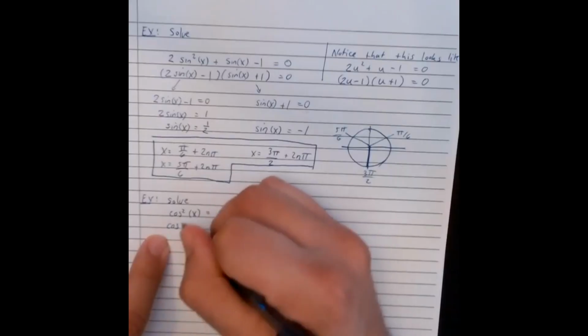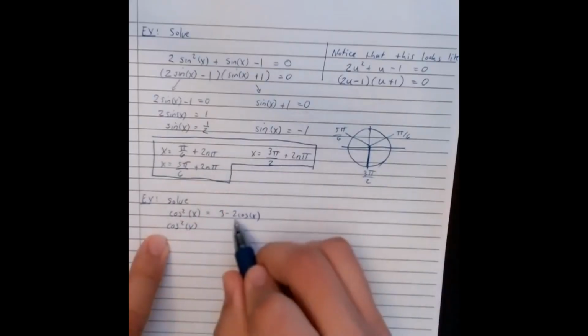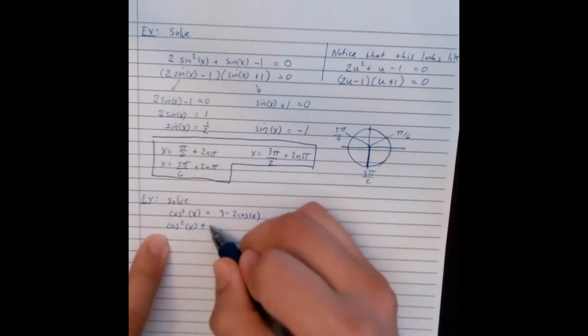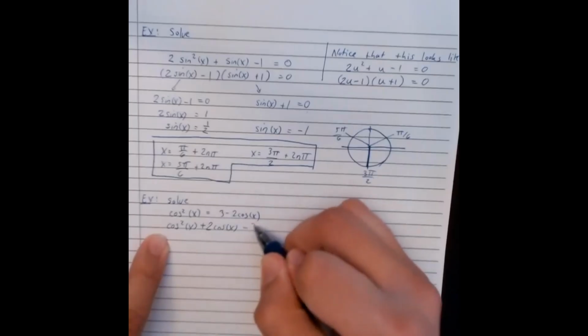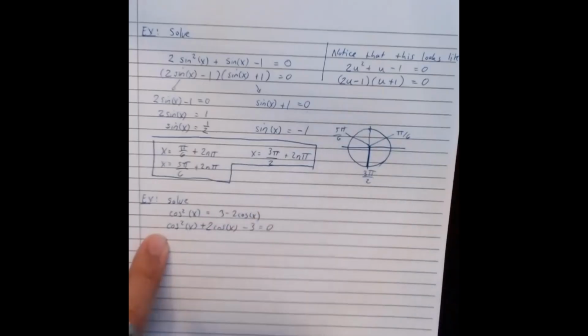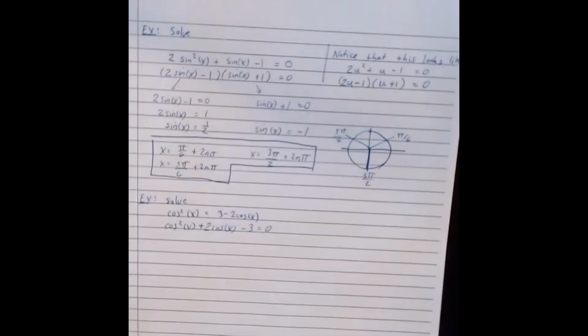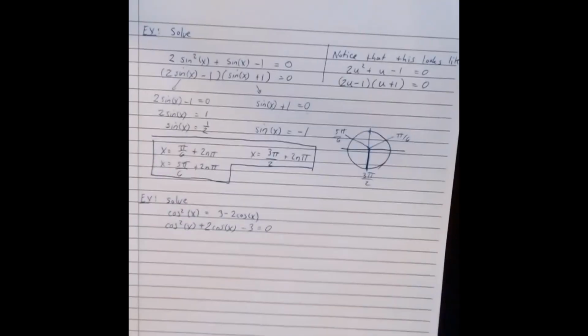So here we can write this as cosine squared of x. Let me add 2 cosine of x to this side, and let me subtract 3 over here. So now all the stuff's on one side, and the other side's equal to 0. So at this point, go ahead and give this a try. You should pause the video, and once you have an answer, go ahead and unpause and we'll go through it together.